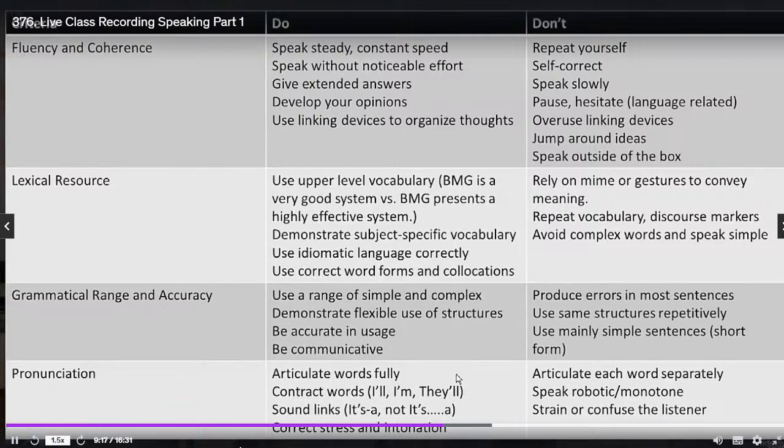Now, I'll say it one more time. Hand gestures don't add anything to your score, right? Hand gestures don't add anything to a score.